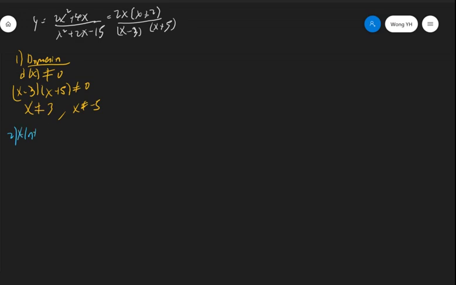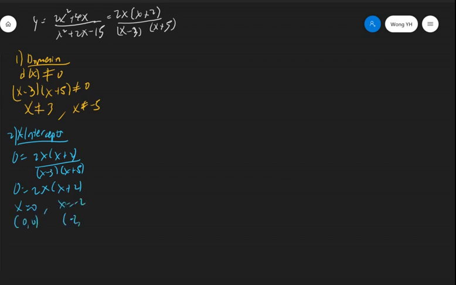So we start finding the x-intercept first. For the x-intercept, set y equals 0. Below is (x minus 3)(x plus 5), so 0 times the whole thing, we end up with 0 equal to 2x(x plus 2). So in this case, we have 2 x-intercepts: x equal to 0, and the next one is x equal to minus 2. So (0, 0) and (minus 2, 0).